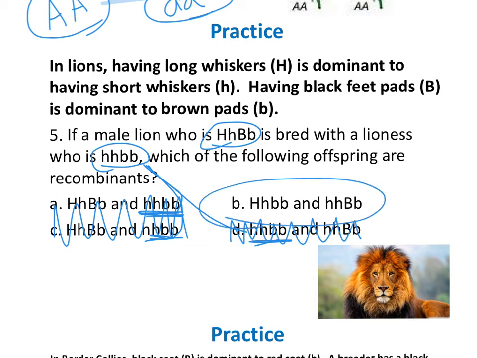I'm going to double check. I've got a hetero and a homo, doesn't match my parents. I've got a homo and a hetero, does not match my parents. Therefore, the answer is B. Both of those offspring are recombinants.